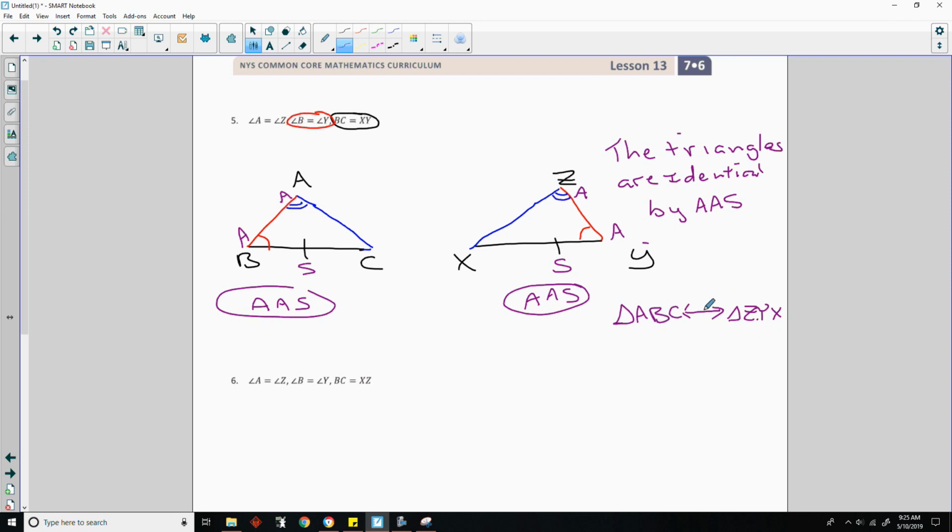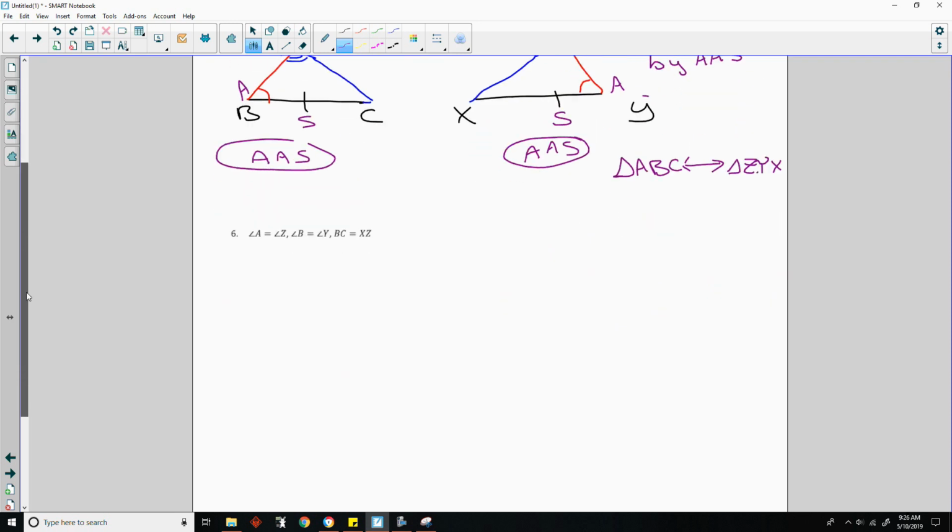So triangle ABC corresponds to triangle ZYX. All right, hopefully you're getting the hang of this.